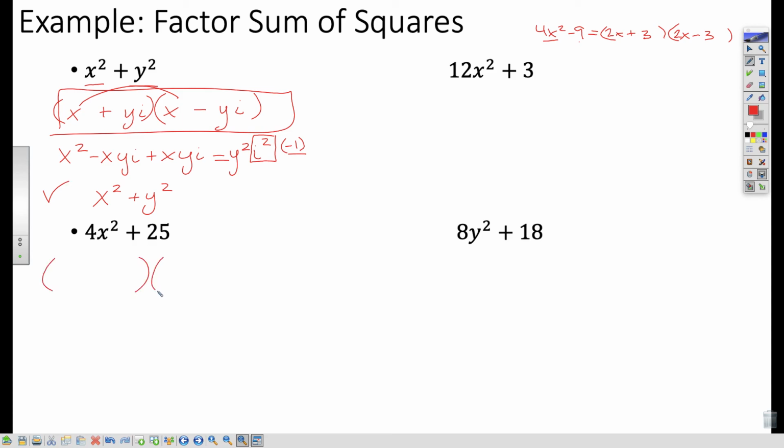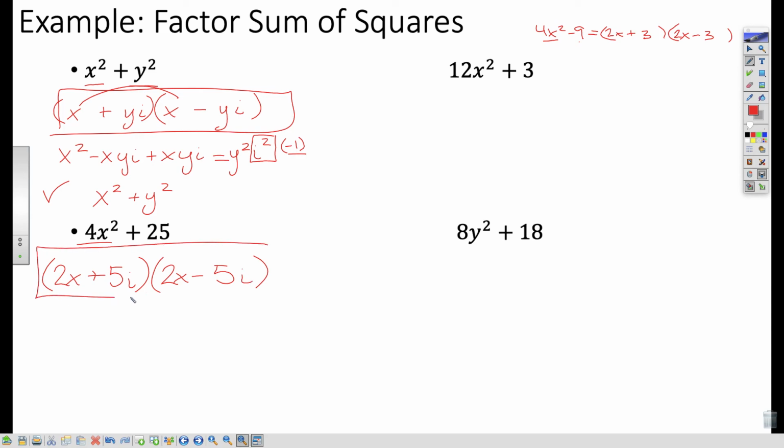What is the square root of 4x squared? 2x. What is the square root of 25? 5. So I use plus and minus, yes? 2x plus 5i and 2x minus 5i. If I FOIL this out right now, I'm going to get 4x squared minus 25, so I need to put an i at the end. So this is my answer.